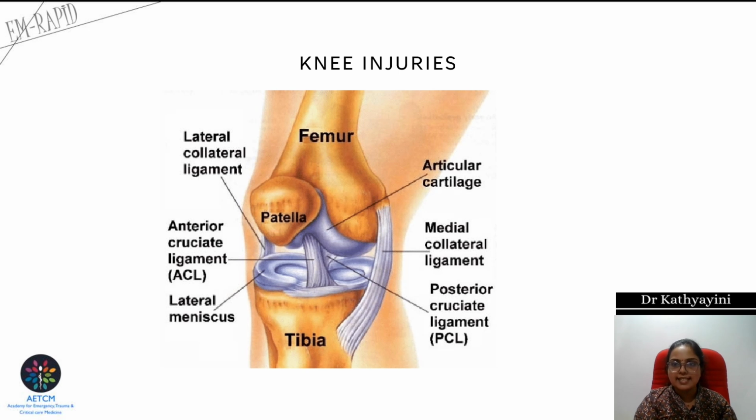Before coming to the knee injuries as such, we'll discuss the anatomy of the knee joint. The knee joint includes the femur, the tibia and the patella. Apart from these three bones, there are certain ligaments and the two menisci involved in this joint. The ligaments are the medial and lateral collateral ligaments, the anterior and posterior cruciate ligaments, and there is a medial meniscus and a lateral meniscus. These structures form the knee joint, and you know that it's a hinge type of joint.